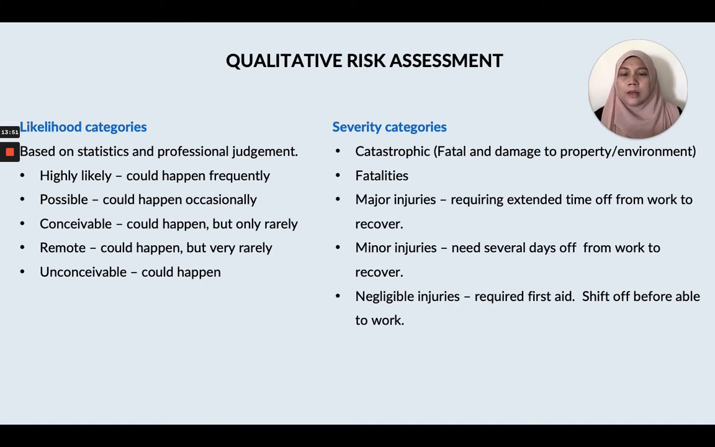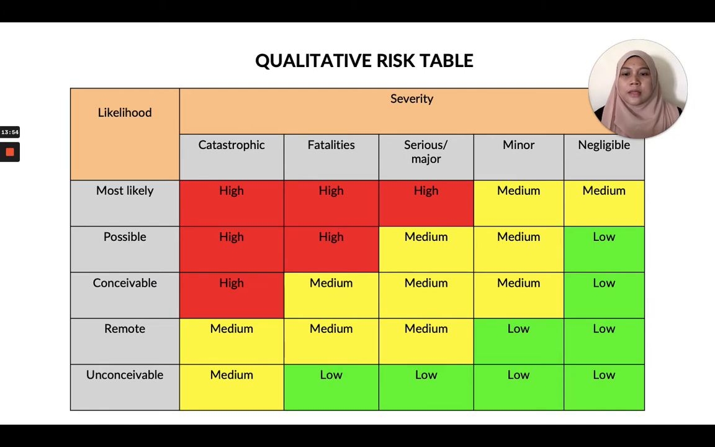Okay, look at the matrix. For example, if the likelihood is remote, which is only happening once in a year, for example, but the severity, the consequence, is major, which can cause amputation, for example. So, remote and major or serious injury is medium. So the risk rating or the risk evaluation is medium.